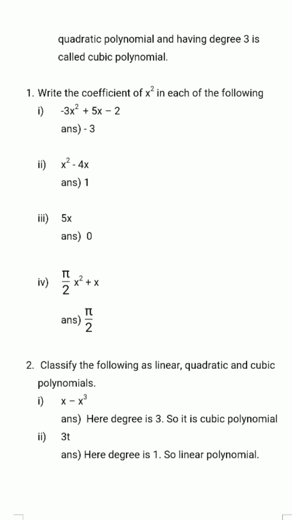Second question, we want to classify as linear, quadratic and cubic. You know what is linear? Having degree 1 is called linear, having degree 2 is called quadratic, and having degree 3 is called cubic. So x minus x cube, you can see the degree is 3. The powers are: x first power is 1, second power is 3, highest power is 3. So the degree is 3, so it is cubic. 3t. What's the power here? Power is 1 only. So the degree is 1.